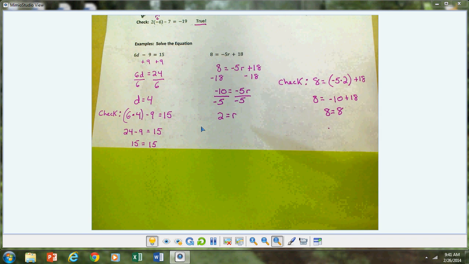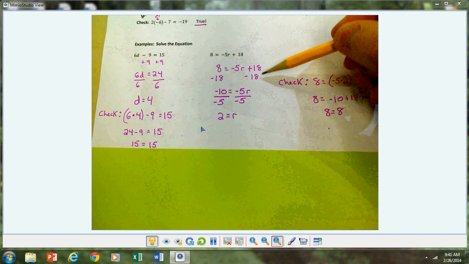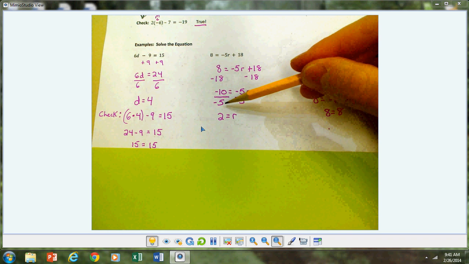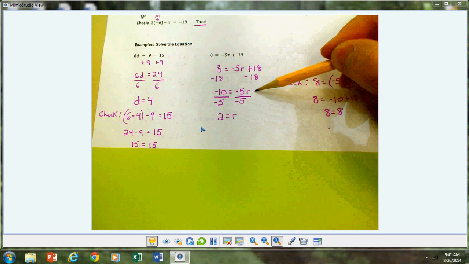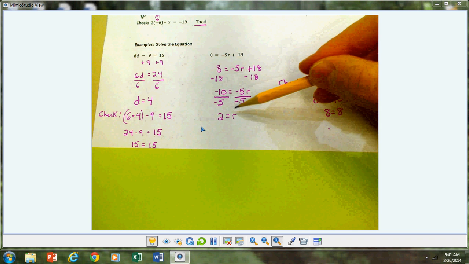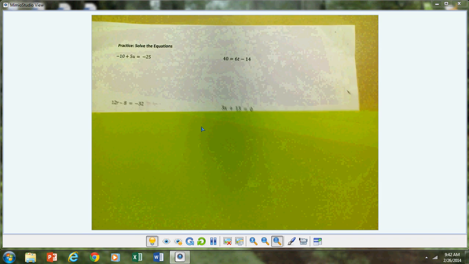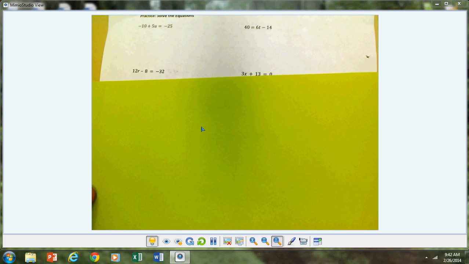Same thing over here. The opposite of a positive 18 is a negative 18, so I'm going to add negative 18 to both sides, and I have negative 10 equals 5r. I divide by my negative 5, and I end up with 2. And there's my check. Do the 4 problems on the back of the page right here, and pause the video, take care of it, and then we'll come back and answer those problems.